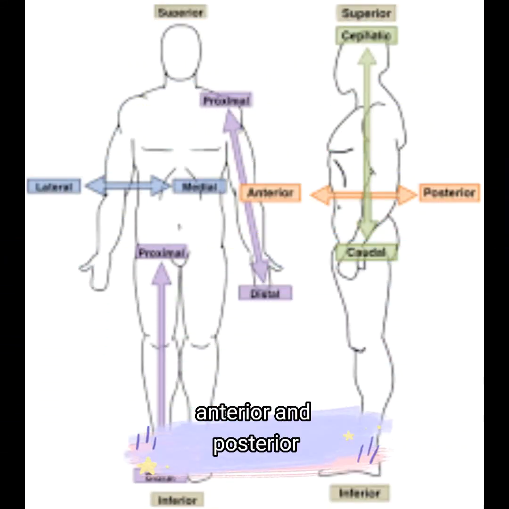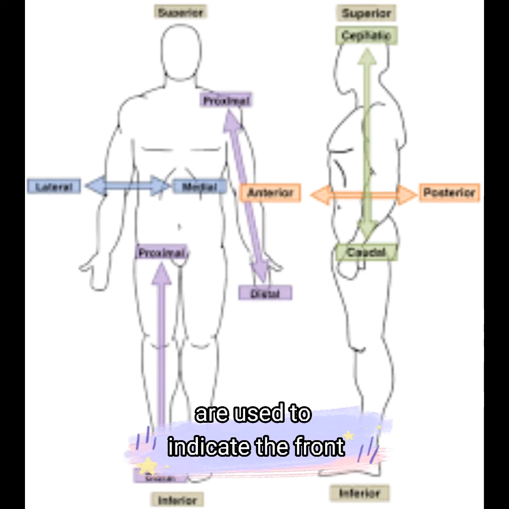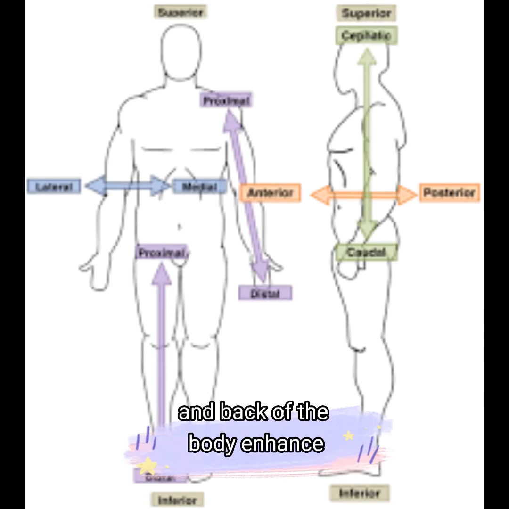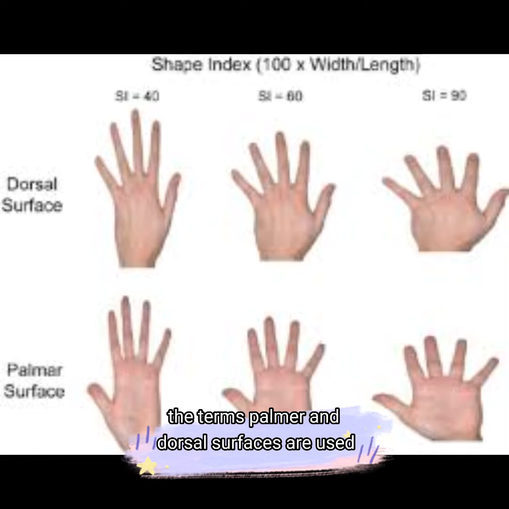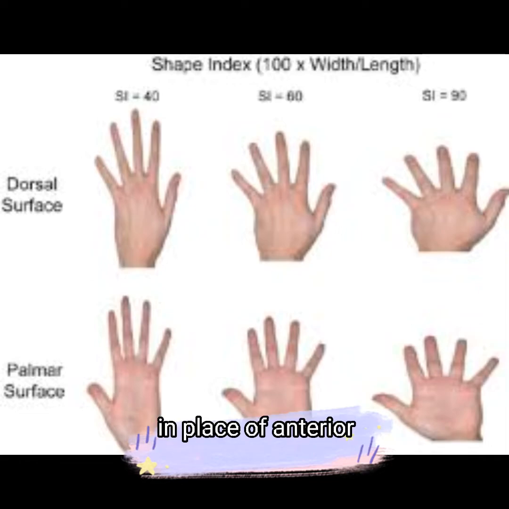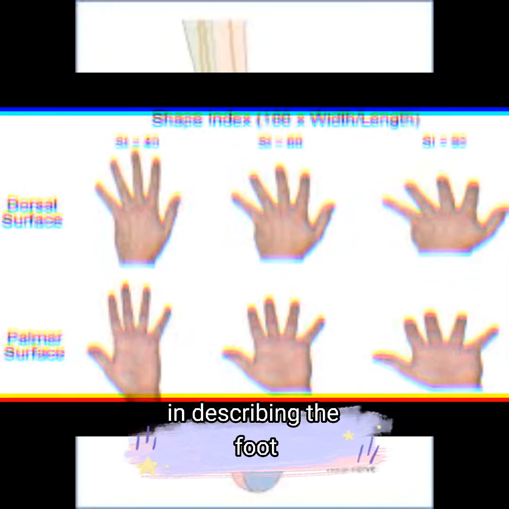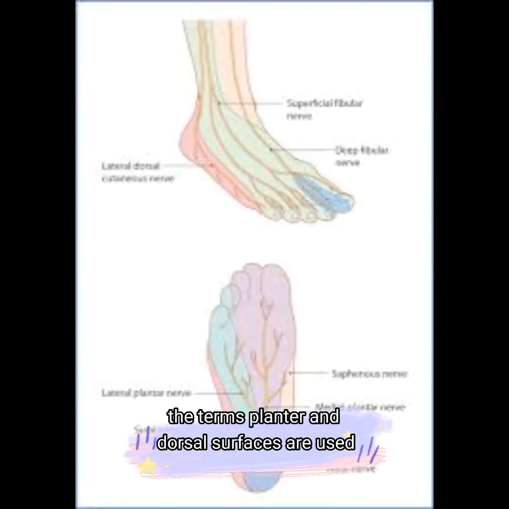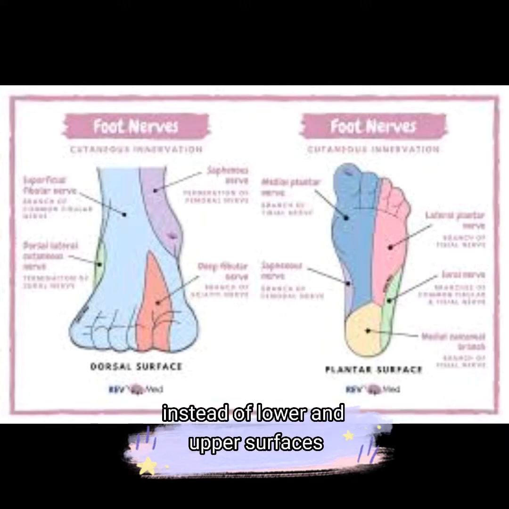Anterior and posterior are used to indicate the front and back of the body. In hands, the terms palmar and dorsal surfaces are used in place of anterior and posterior. In describing the foot, the terms plantar and dorsal surfaces are used instead of lower and upper surfaces.